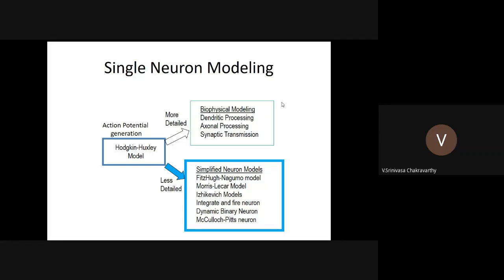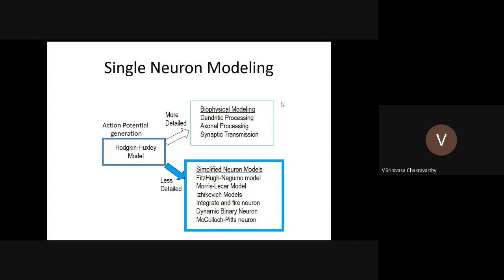Then we elaborated further and looked into biophysical modeling of single neurons, where you can model separate parts of neurons. After that, we again began stepping down to discuss less detailed models, beginning with FitzHugh-Nagumo, which is a simplified version of the Hodgkin-Huxley model. Then we looked at Morris-Lecar and then Hindmarsh-Rose, which is also a simplified two-variable model.